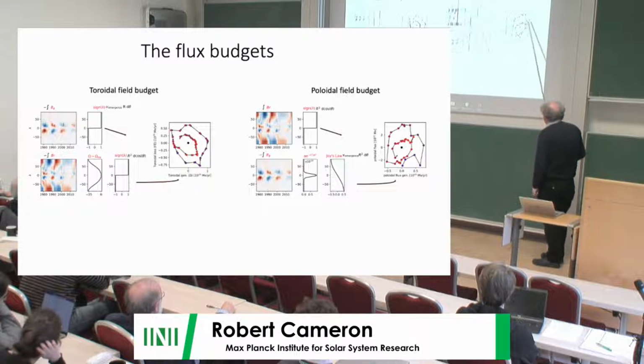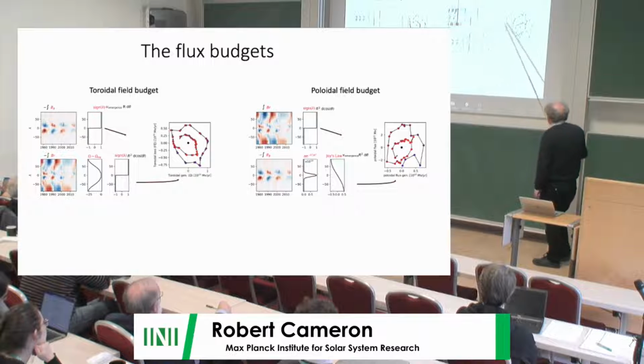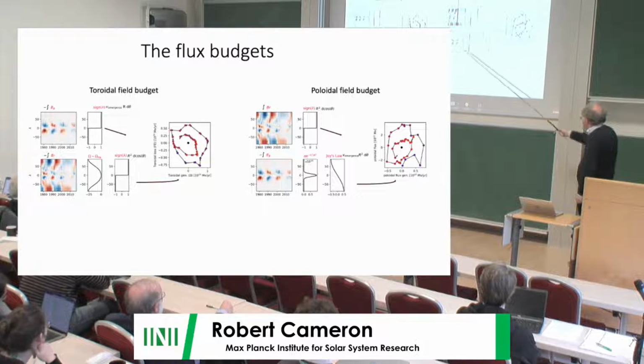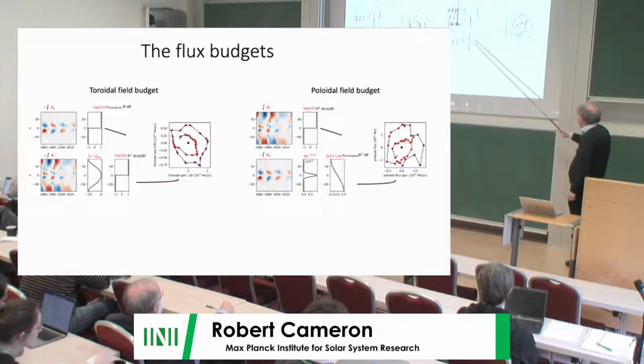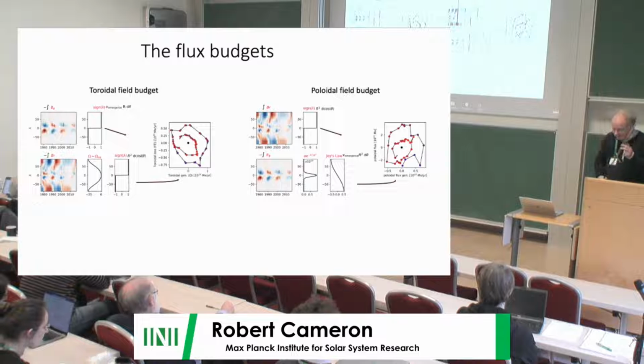And we saw a poloidal field budget, which is we have emergence that's close to the equator, some flux gets across the equator, at the end of the cycle ends up at the poles. So we generate toroidal field by flux emergence, tilted flux emergence, and we have a poloidal flux at the end of the cycle.